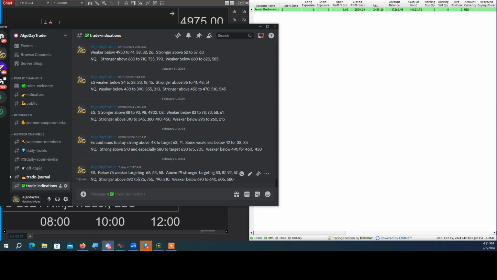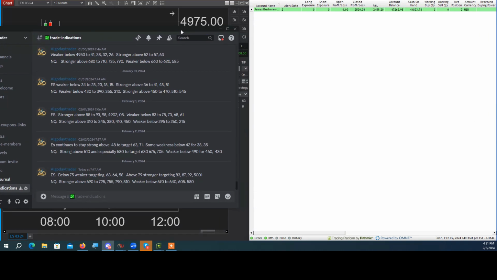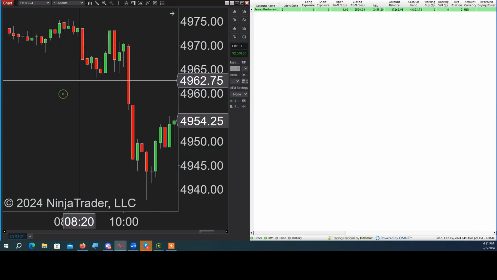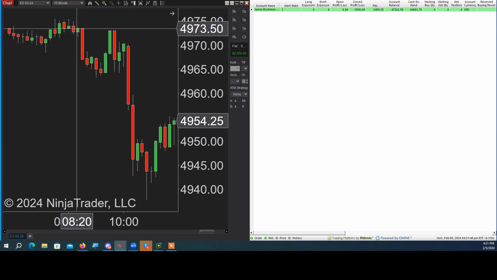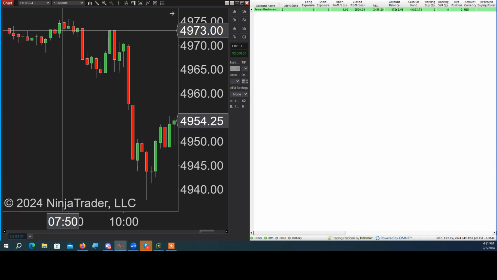So S&P below 75, at the time S&P was like 73, 74. Below 75 would target 68, 64, and 58. So I have a bullish and a bearish scenario for both the S&P and the Nasdaq. So this is now after 8 a.m., right? So somewhere here, I post below 75. If we get below 75, expect to see 68, 64, and 58.